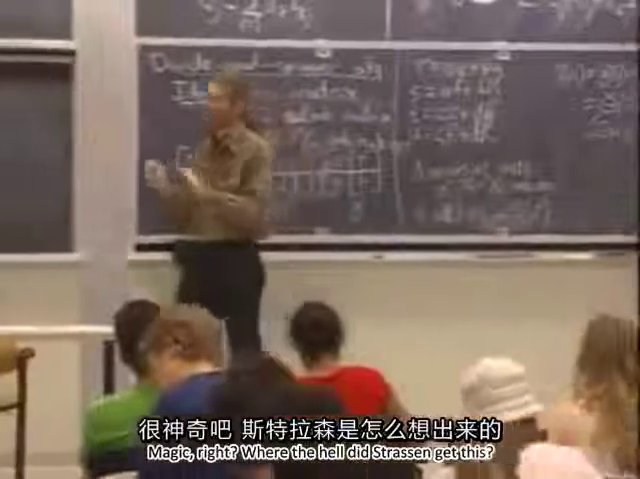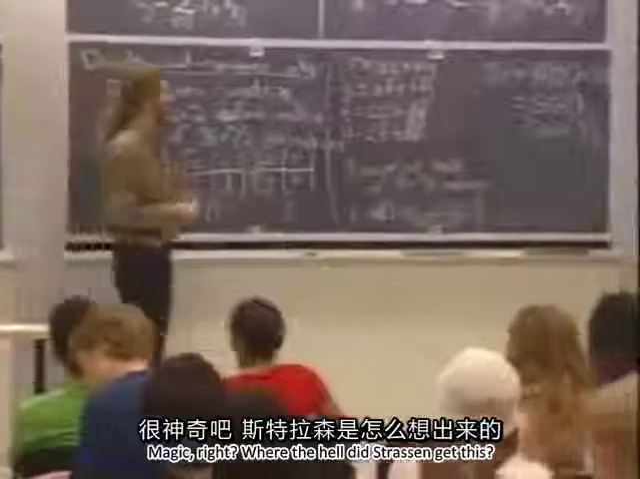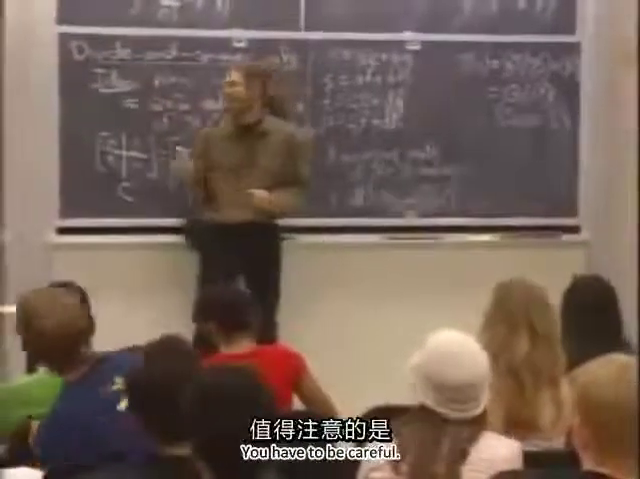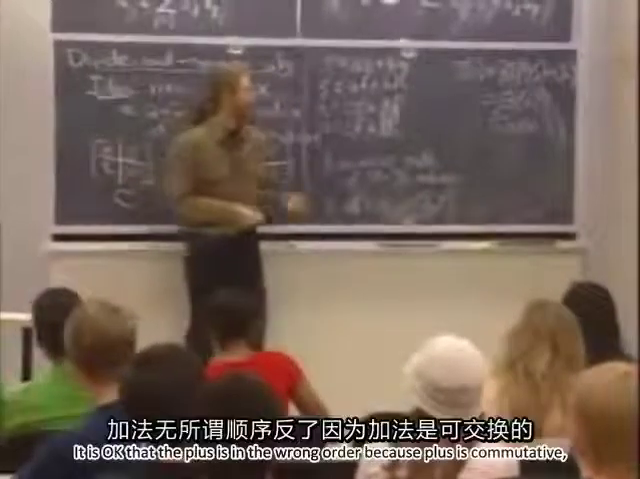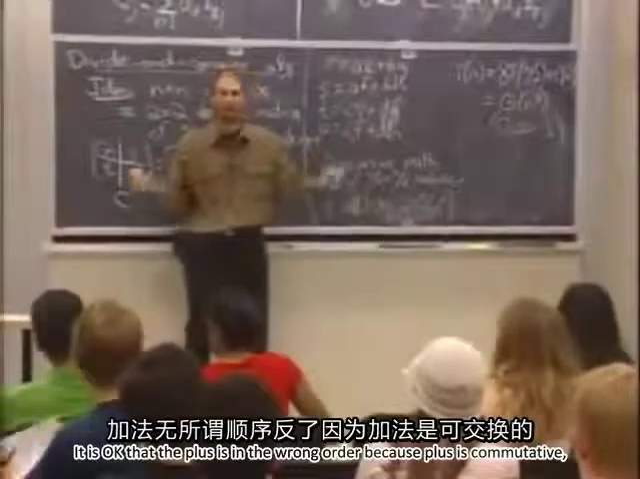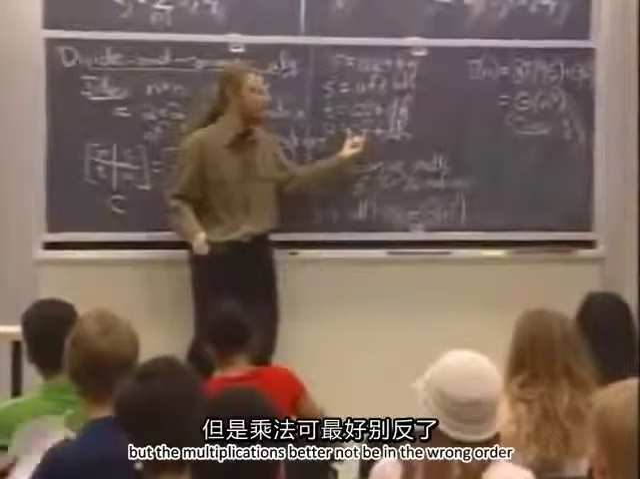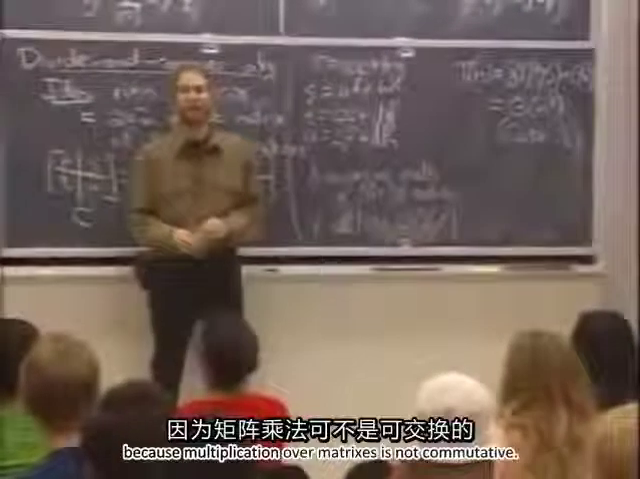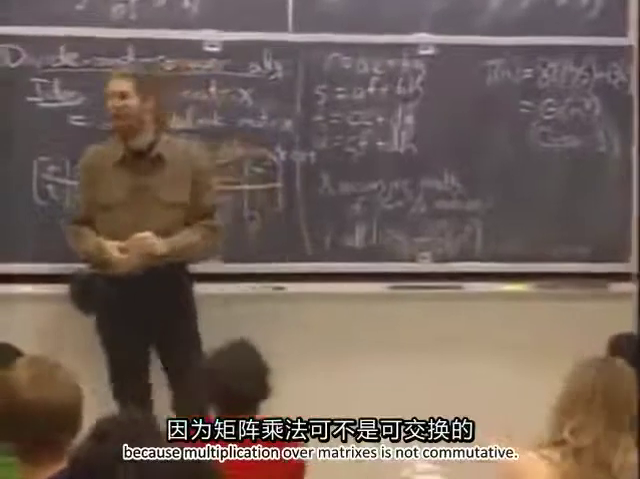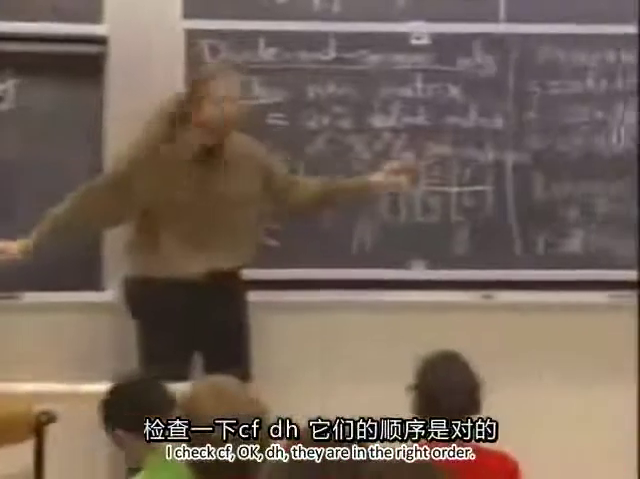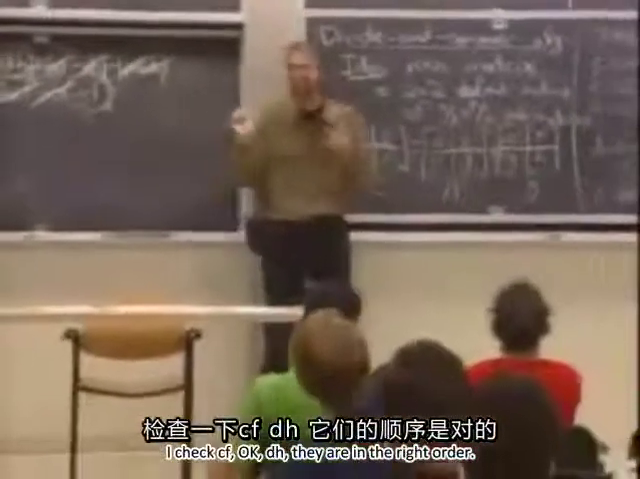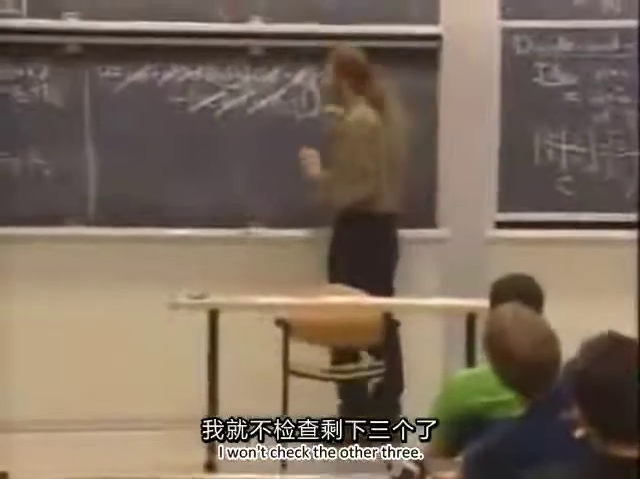Now, magic, right? Where the hell did Strassen get this? You have to be careful. It's okay that the plus is in the wrong order, because plus is commutative. But the multiplications better not be in the wrong order, because multiplication over matrices is not commutative. So check C times F, okay, D times H. They're in the right order. Whew. I won't check the other 3.